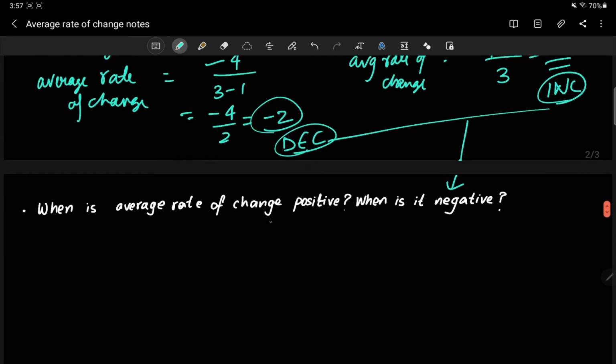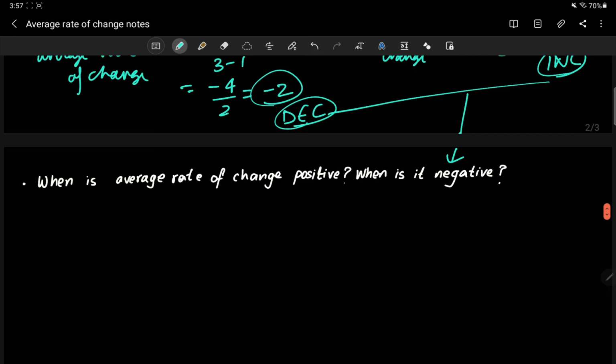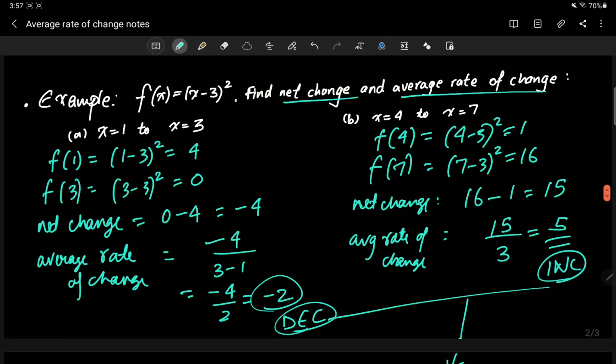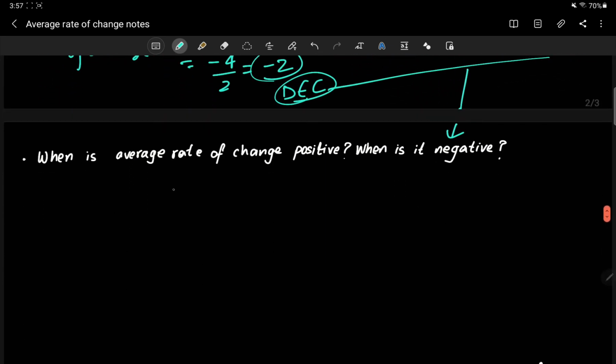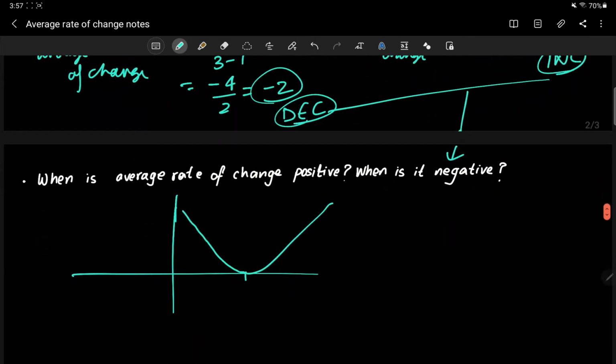So it says, when is this average rate of change positive and when is it negative? Let's plot this function. (x minus 3) squared is a parabola centered at 3. That's what it looks like. Now from 1 to 3, what is happening to the function? From 1 to 3, it is decreasing. And from 4 to 7, it is increasing.